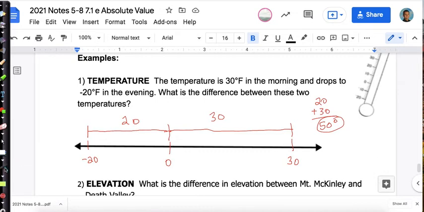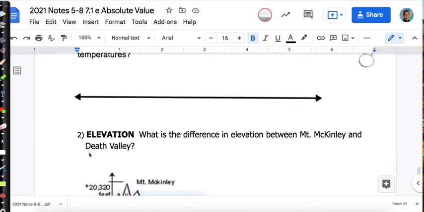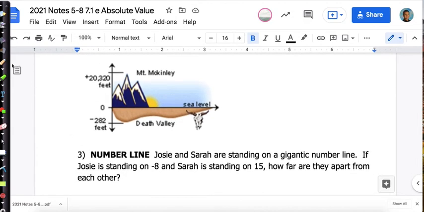Okay, let's look at number 2. It says, what is the difference in elevation between Mount McKinley and Death Valley? Okay, so this time the picture is drawn for us. So they've got that Mount McKinley is 20,320 feet above. Okay, so this absolute value would be 20,320. And this one from 0 to -282 would be 282.